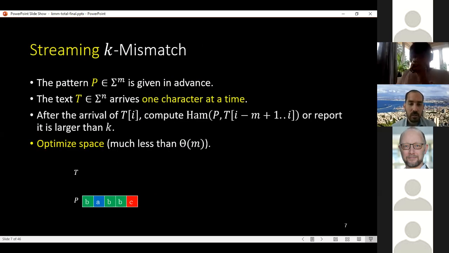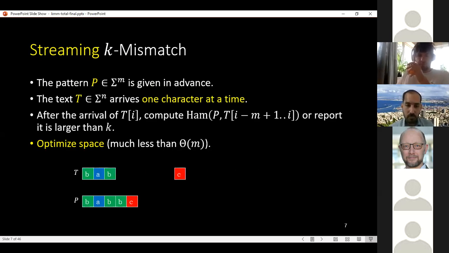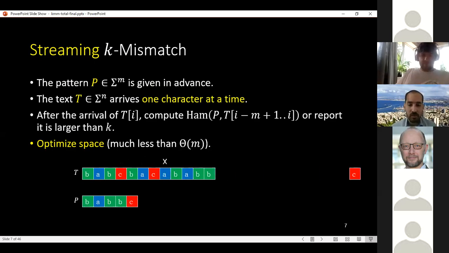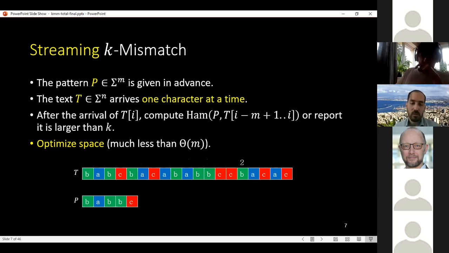In the streaming settings of the problem, the pattern is assumed to be given in advance, and the text arrives character by character. After the arrival of the ith character, our goal is to compute the Hamming distance, if it's up to k, or report it's larger than k, between the pattern and the current suffix of the text of length m. This is also true for the online settings. In the streaming settings, we are also required to use as little space as we can, and for sure much less than theta of m words of space.